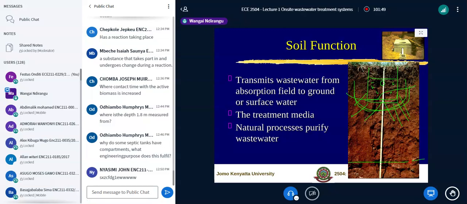So what is the risk that we might face? The risk would be, what if the groundwater was here, where you have a high level of groundwater? Then you have a problem, because this starts contaminating groundwater. What if this is impermeable rock?